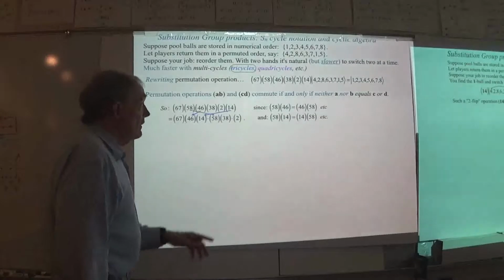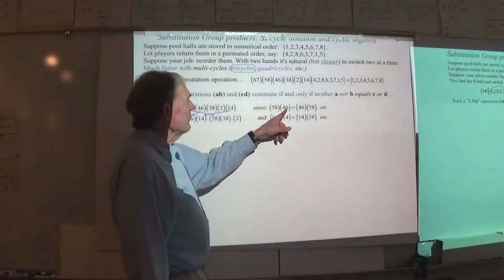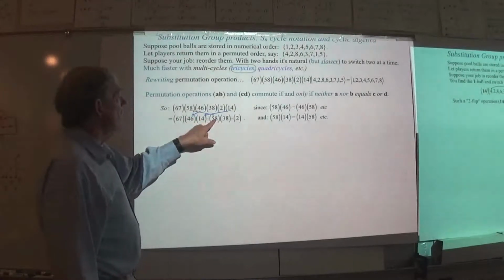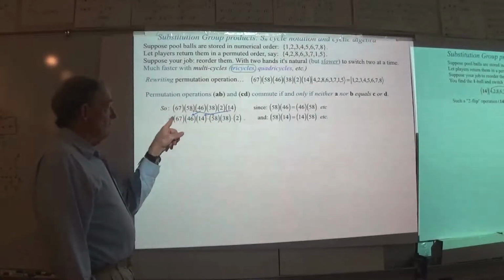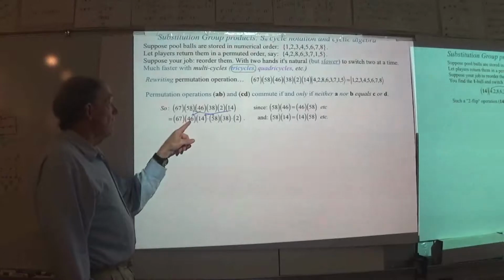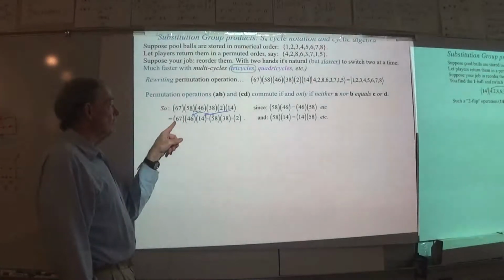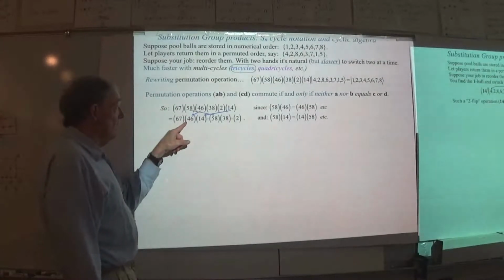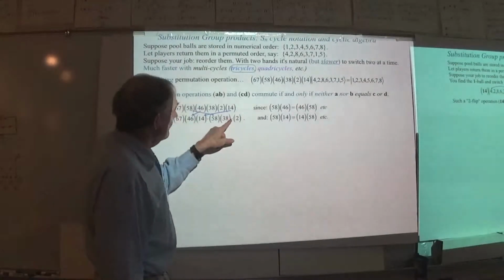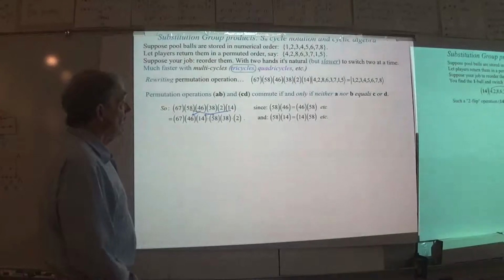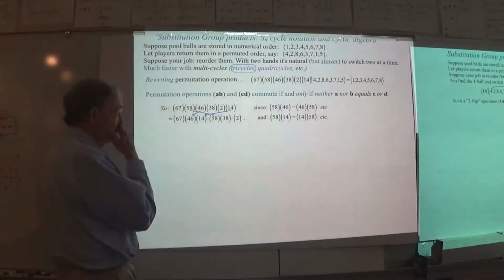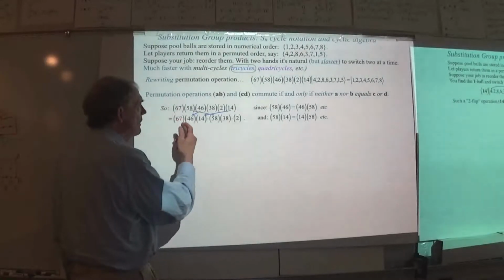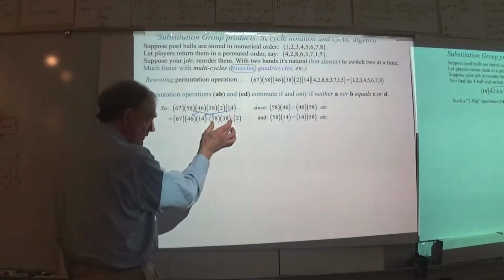Okay, so since 5, 8 commutes with 4, 6, I'm going to move 5, 8 up to the front here, and I'm going to move 4, 6 over here. But I can't get 4, 6 any further through that one. I can't get 1, 4 any further through that one. Okay, and I can't take 5, 8 to the other side of 3, 8, or I will be making a mistake. Okay, so now I have these numbers isolated from these numbers.